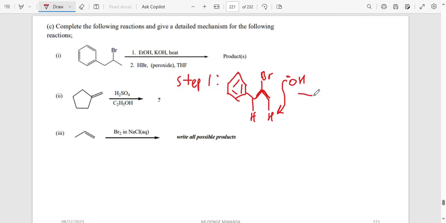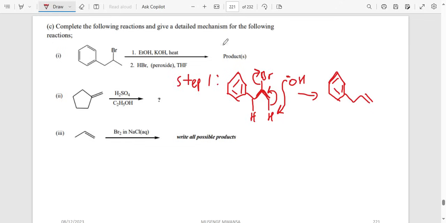If it grabs this hydrogen, this bond will break and it will come and form a double bond here. When that double bond forms, this bromine will be able to leave. That is the E2. You can see there's an attack, formation of the double bond, and the bromine leaves at the same time. So what we're going to have is a double bond here.